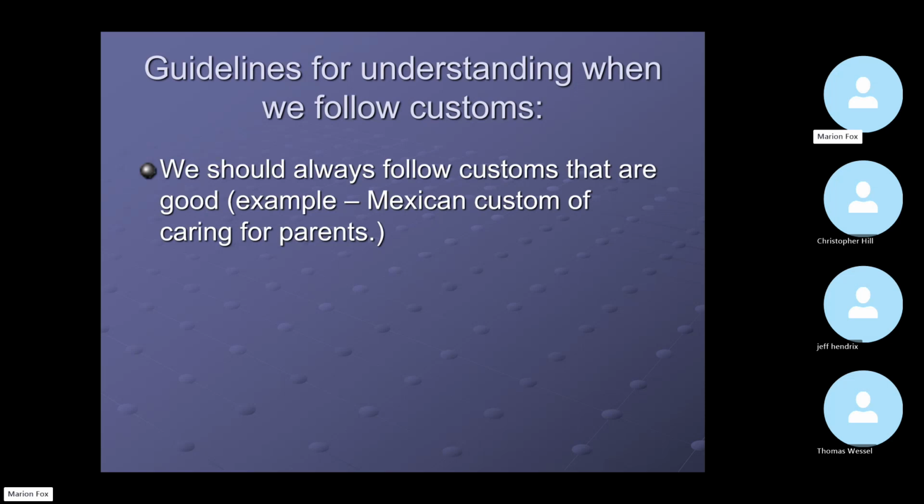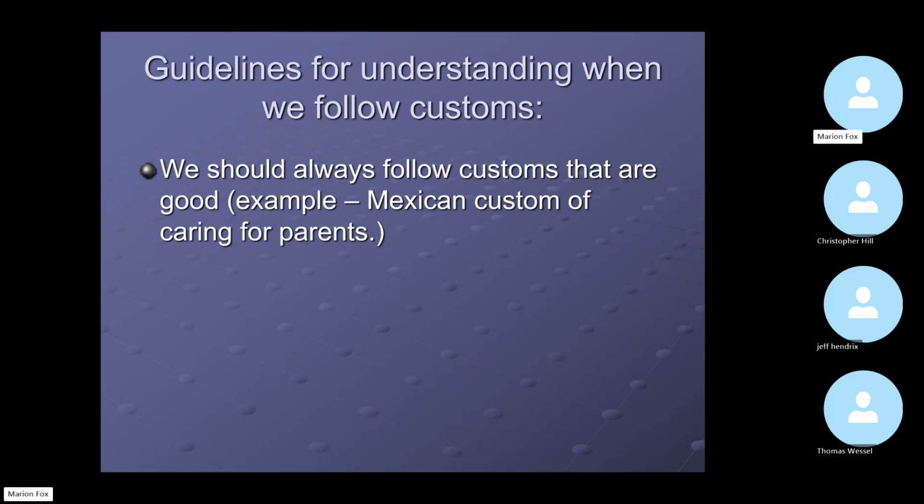We should always follow customs that are good. Now, I've been told this from several sources. The custom of people in Mexico, when they care for their parents, is the oldest child, I think probably the oldest son, but I'm not sure about that, would take the parents into his home and take care of them when they got old. And the whole community would highly respect them for it. They were looked upon in great favor for taking care of mom and daddy. It's the thing to do in their society.